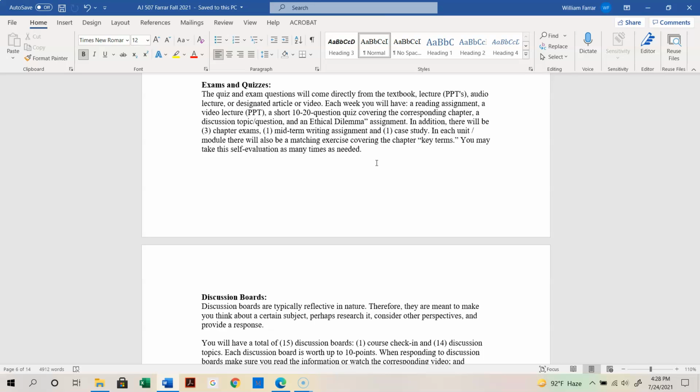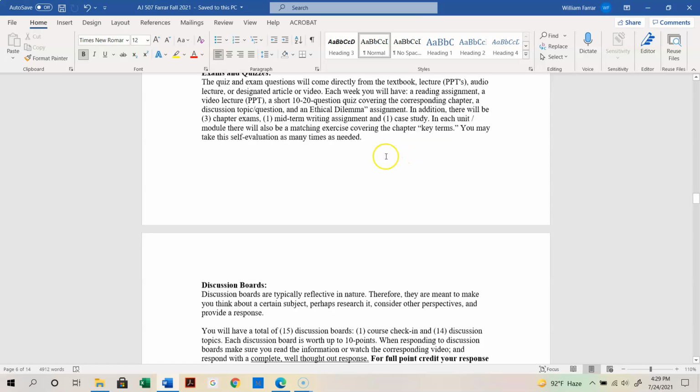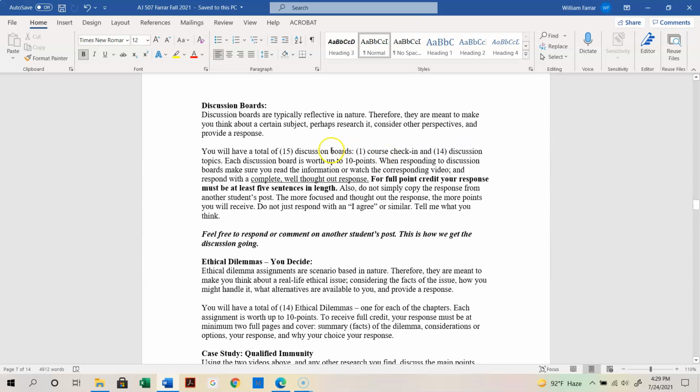Now, on a broader scale, over the course of the semester, you'll have 3 chapter exams, your midterm writing assignment, and a case study. And don't forget, you also have those non-graded key term exercises that you can do every single week, okay? So, not a lot to do, but again, another pitch for you to make sure that you are very structured in setting time aside to complete all of your assignments in a timely manner.